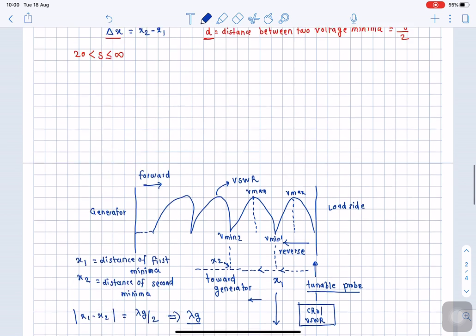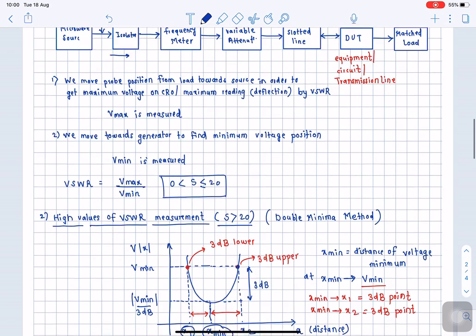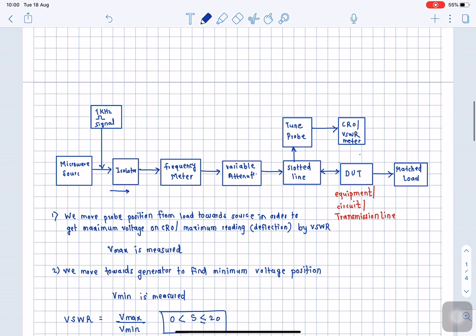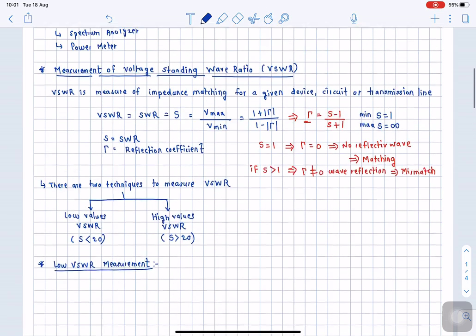So here in the block diagram of VSWR measurement, please remember this device under test could be an equipment, or it could represent a circuit, or even a plain transmission line whose voltage standing wave ratio we want to determine. And please remember, voltage standing wave ratio is one of the microwave parameters of the given device, equipment, or transmission line. Okay, so I hope you understood the two different mechanisms.